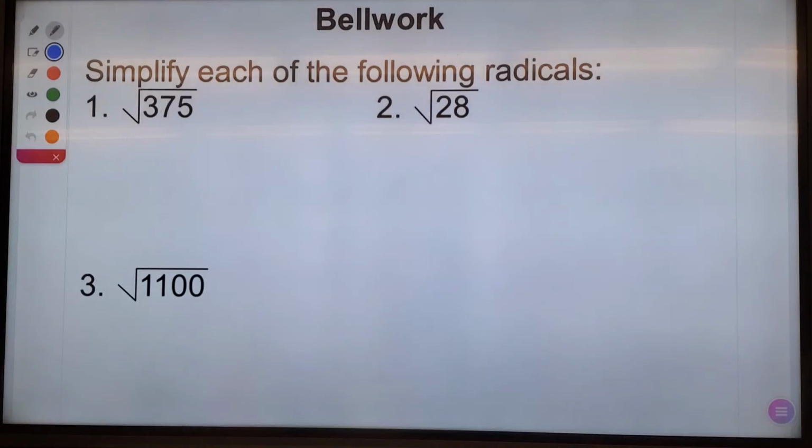On bell work, this should look familiar. This is just simplifying square roots. This is going back to a previous section, the first section of the unit, in fact, and we're going to find the perfect square factors underneath these square roots, and we're going to work them down so that we have a number times a square root that does not have a perfect square factor. I'm going to take 375.